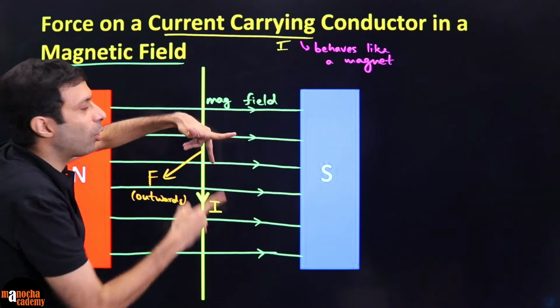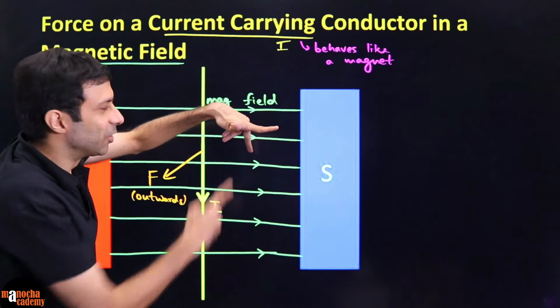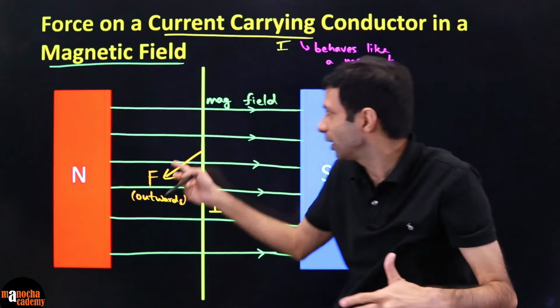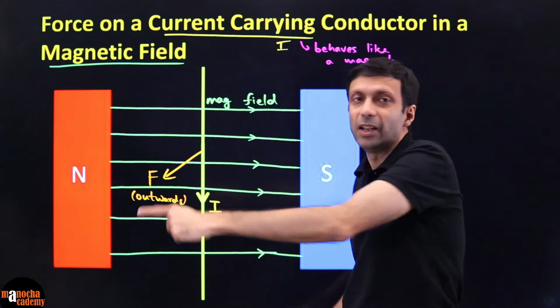Can you see your thumb is automatically pointing outwards? It's like trying to hit you out, right? Therefore your force is outwards. So this is a 3D diagram. It's not that the force is parallel or upwards. It is all in 3D. It is in the third direction.